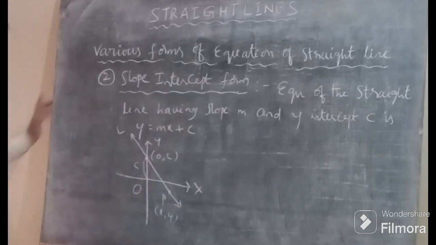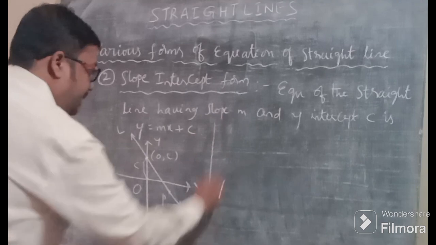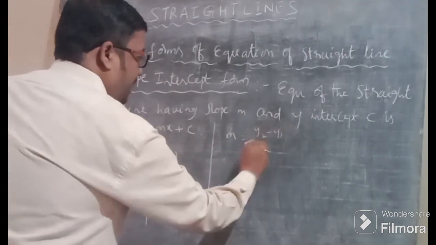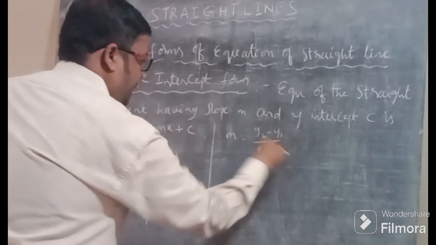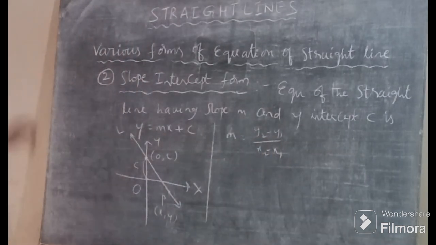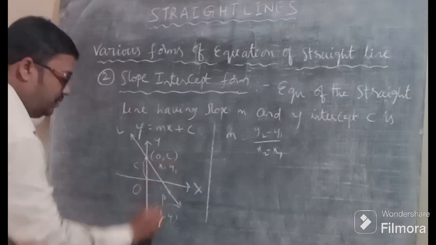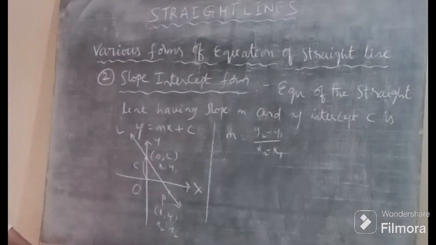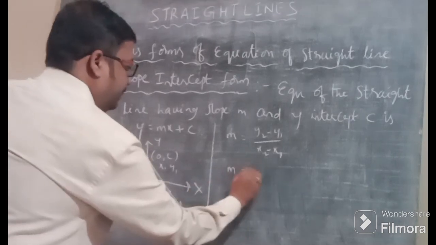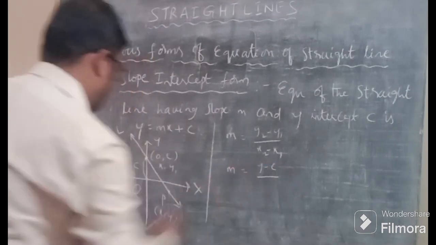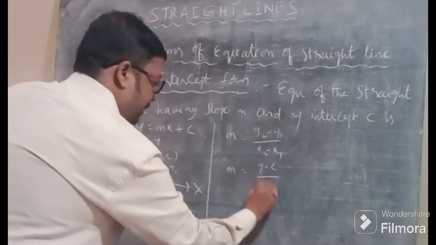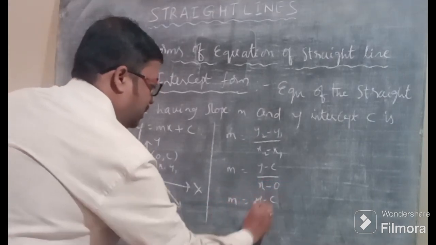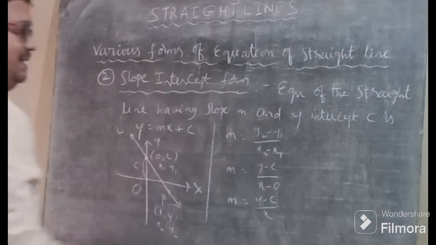So let the slope of the line be m. m means y2 minus y1 by x2 minus x1. So this is (x1, y1) and this is (x2, y2). y2 minus y1 equals y minus c, and x2 minus x1 equals x minus 0. So m equals y minus c by x.